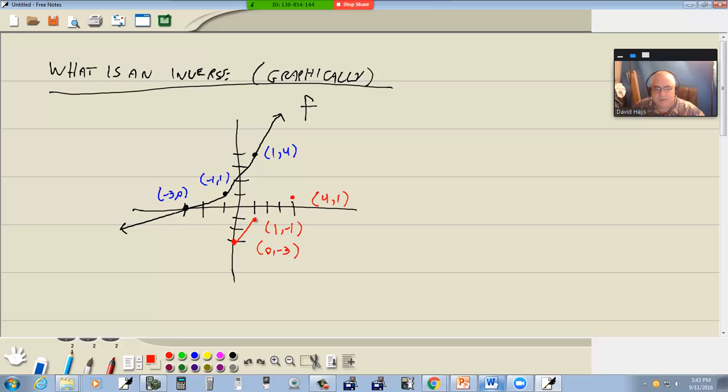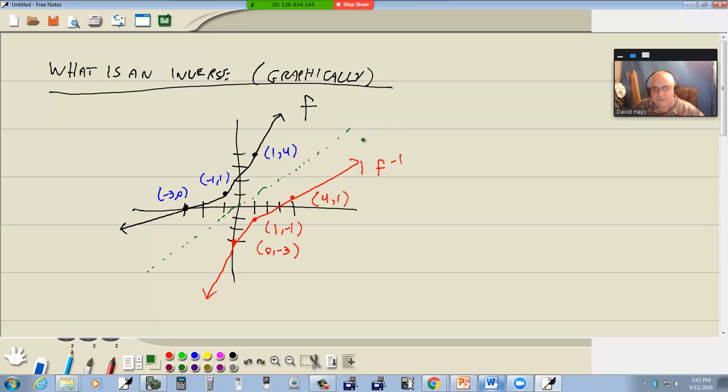So if I draw lines through those, it looks more or less like this. This is represented by what looks like f to the negative 1 power. That's not f to the negative 1 power; that means the inverse of f.